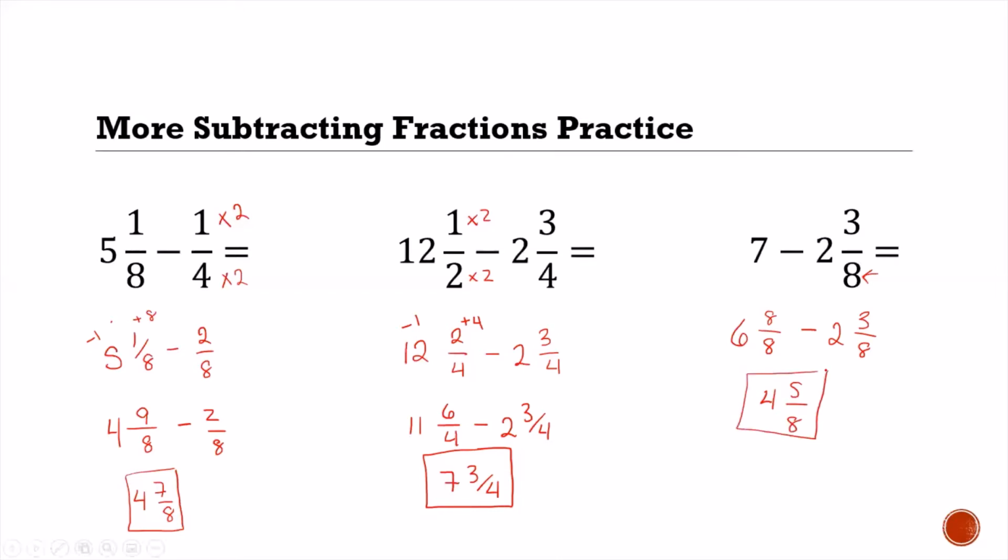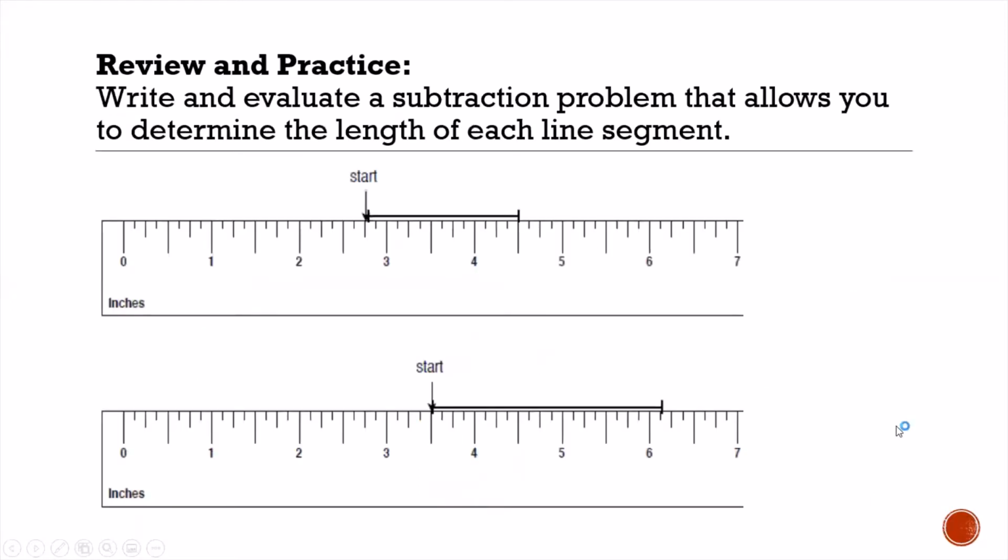All right. And last but not least, we'll throw in 2 tape measure questions. For these ones, I want you to write and evaluate a subtraction problem that allows you to determine the length of each line segment. So you'll notice for this particular ruler, it is in eighths, not sixteenths. So you have to pay attention to that. We have 4.5 minus, here we have 2 and 1/4, 1/2, 3/4.